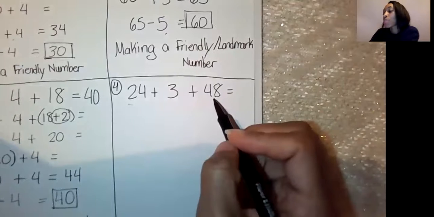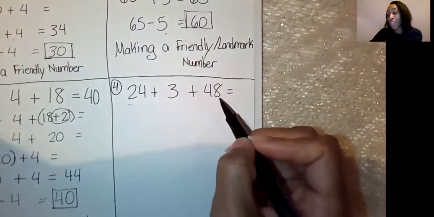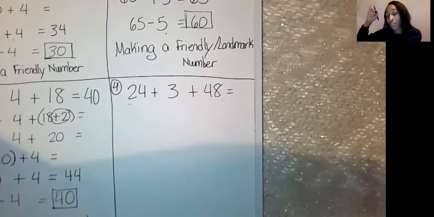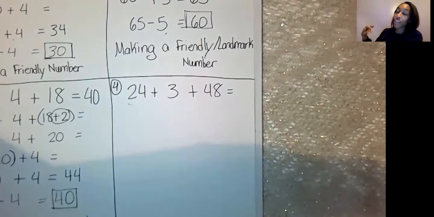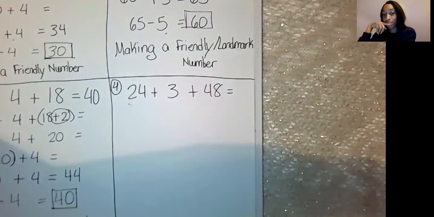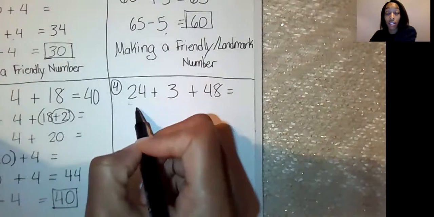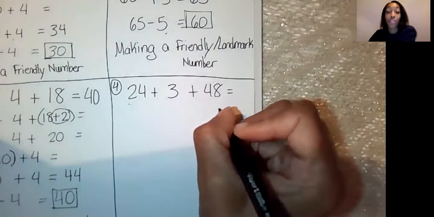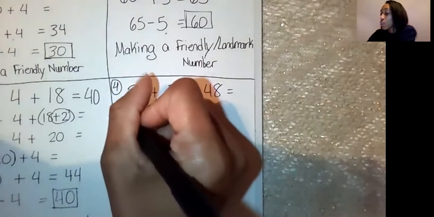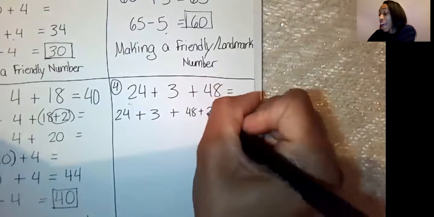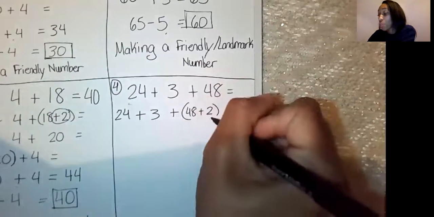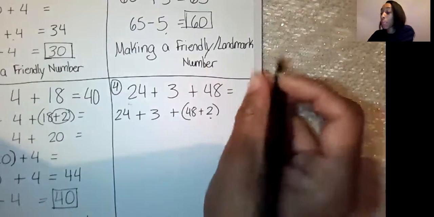All right, so I'm going to bring this to a friendly number because 48 is close to that landmark number of 50. I only have to go up 2. 24, it's a little, unless I subtract, and I can go backwards, but then I might get confused at the end when I have to take it back out. So maybe I'll just break this addend apart and I'll bring this up to the landmark number. Okay, so 24 plus 3 plus 48. I'm adding in that 2 only because I want to get to a landmark number.